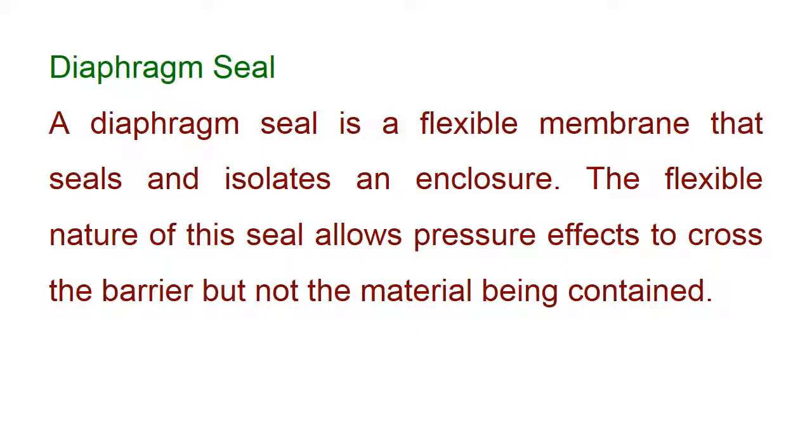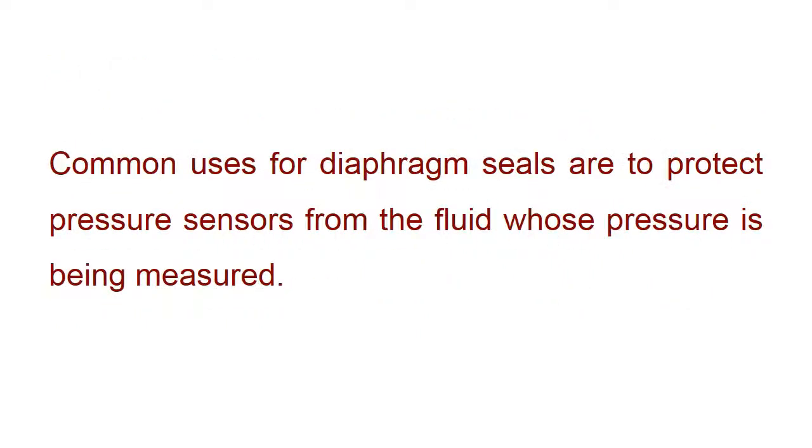Diaphragm seal. A diaphragm seal is a flexible membrane that seals and isolates an enclosure. The flexible nature of this seal allows pressure effects to cross the barrier, but not the material being contained. Common uses for diaphragm seals are to protect pressure sensors from the fluid whose pressure is being measured.